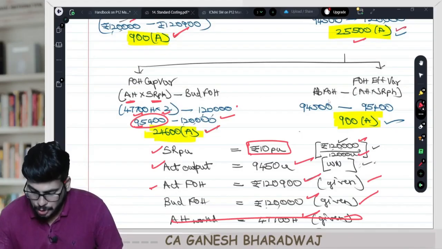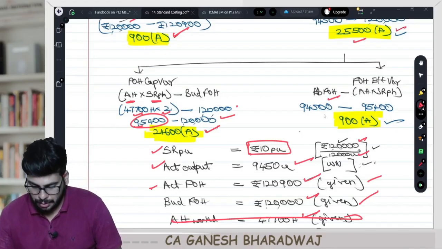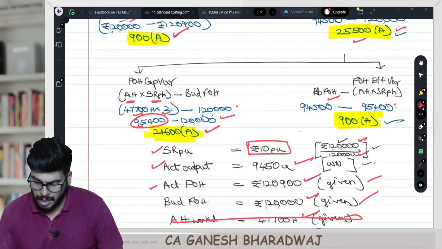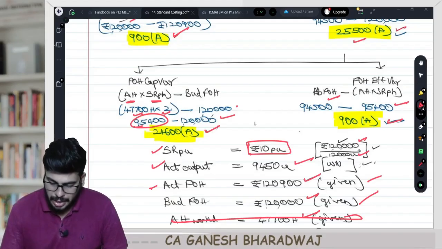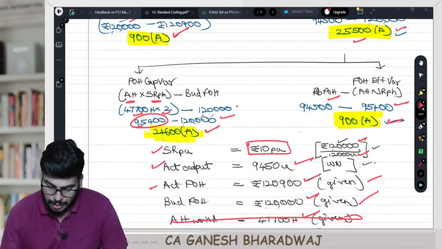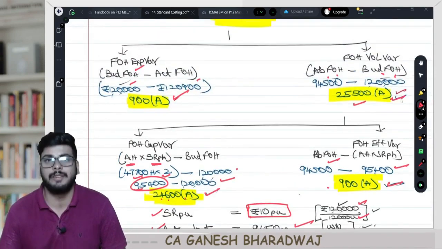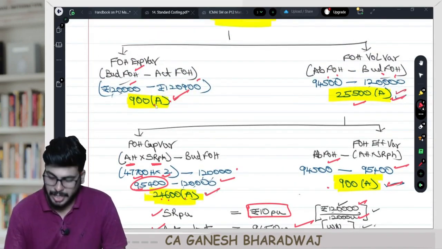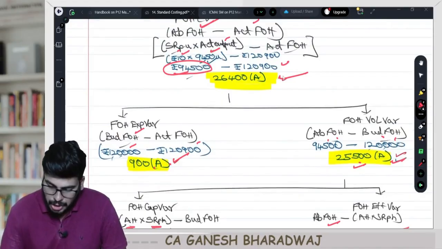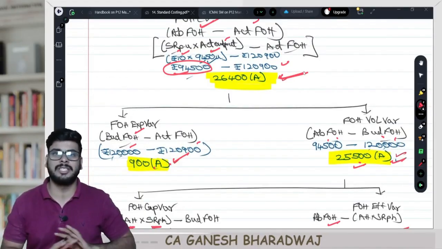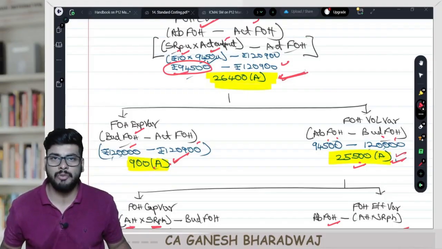And here absorbed overheads is going to be 94,500, and actual hours into standard rate per hour is going to be 95,400. You subtract the two, you get 900 variance, adverse. Now you add the two, 24,600 plus 900, you get 25,500 adverse variance. Now you add these two, 900 plus 25,500, you get 26,400 variance. The entire tree is sorted, and with this we completed the fixed overhead variances.